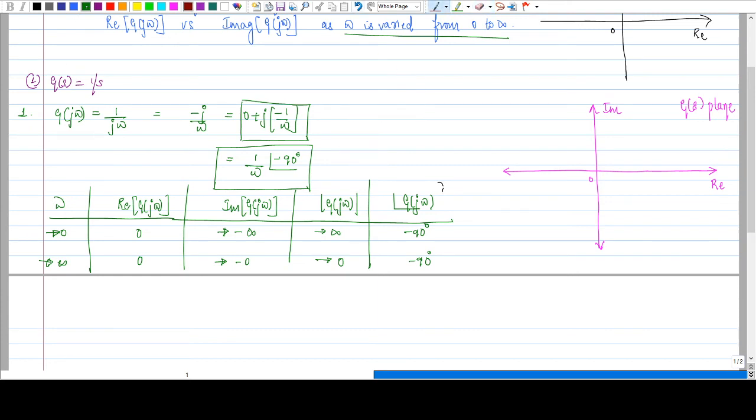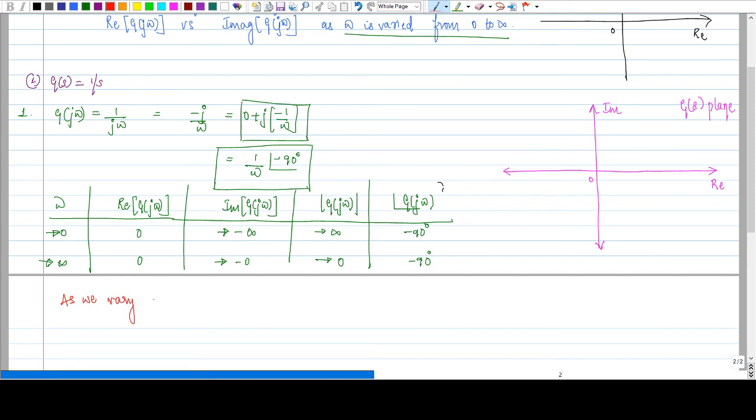That is the first observation we have to make. As we vary omega from 0 to infinity, the imaginary part of G of j omega will always be negative. So for this imaginary part column, no matter what value I take, 0.1, 0.2, 0.3, then 50 hertz, 100 hertz, 1 kilohertz, 1000 kilohertz, 10,000 kilohertz, no matter how high a value of omega I take, my imaginary part will always remain negative. That is the first observation.